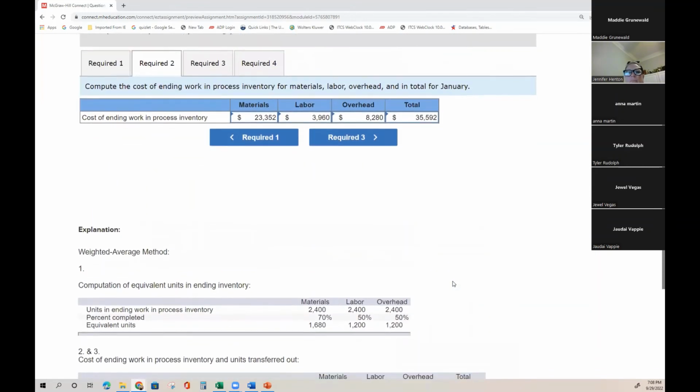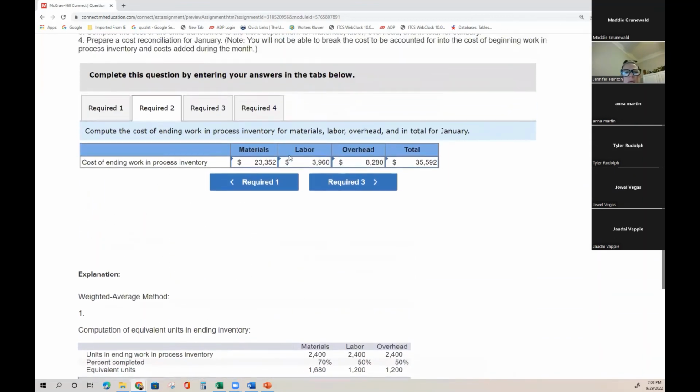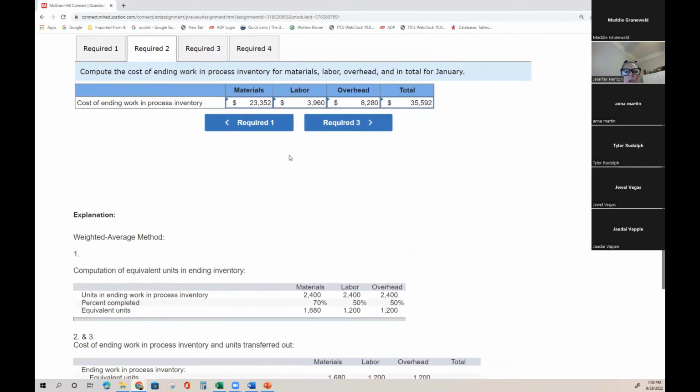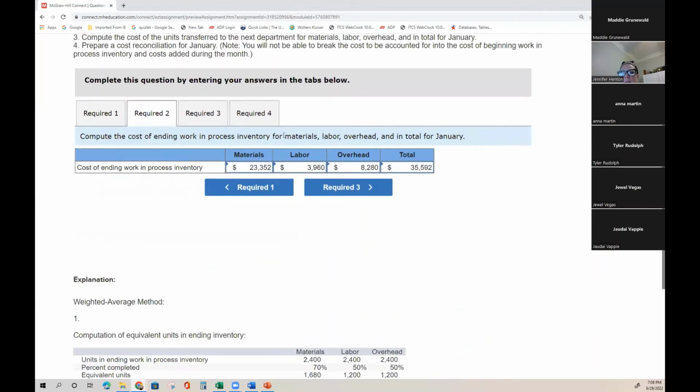So, okay, then when we put it in, we're looking at cost of ending work in process. So ending work in process, that's the equivalent units that we figured out. It's 23,352, 3960, and 8280. We're just filling that in.